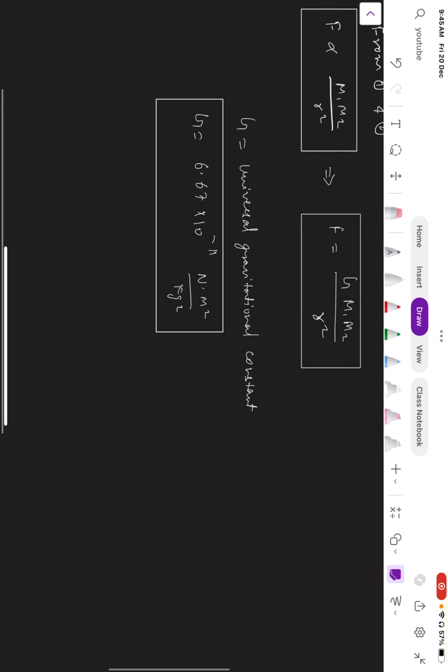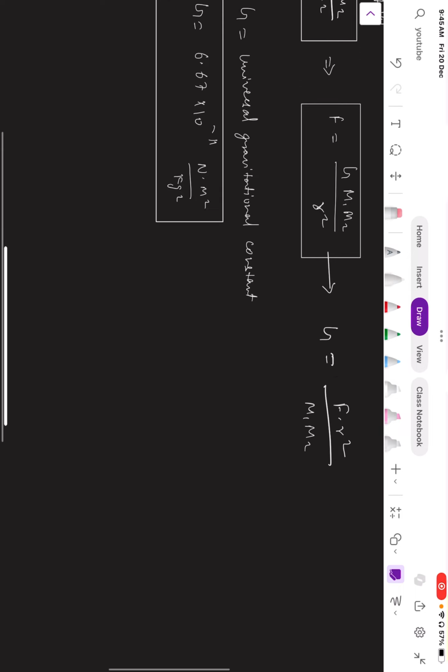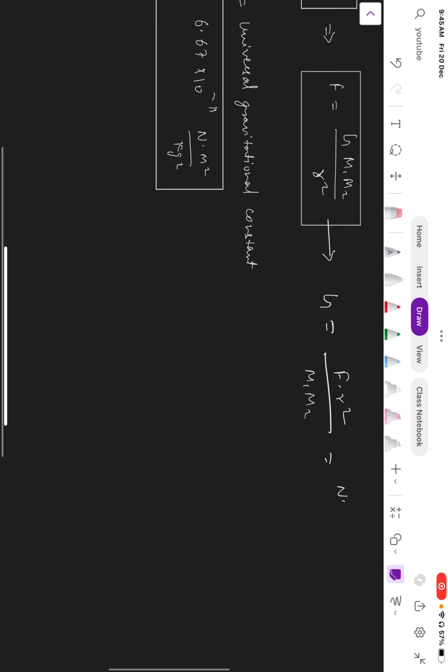If you expand this formula, G is equal to F into r square by m1 m2. In this way, F is in Newton, r square is meter square, and the denominator is kg square. So that's why this unit comes out from here.